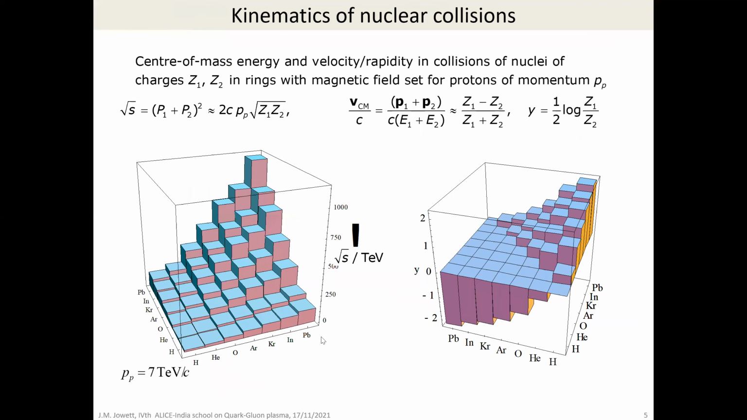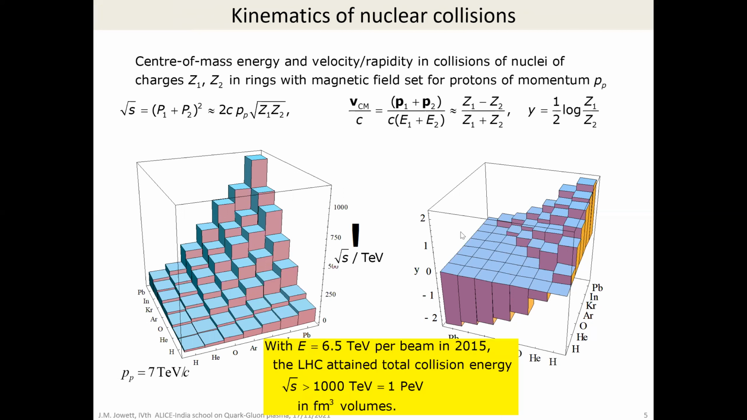Then, of course, there are the collision energies. If you imagine colliding two different species, A1 Z1 and A2 Z2, the total center of mass energy is given by this, and since the momenta of the two beams are not equal, you have a velocity of the center of mass of the total colliding system. This will be very large in the case of lead, and smaller for protons. This is the rapidity of the center of mass of the system.